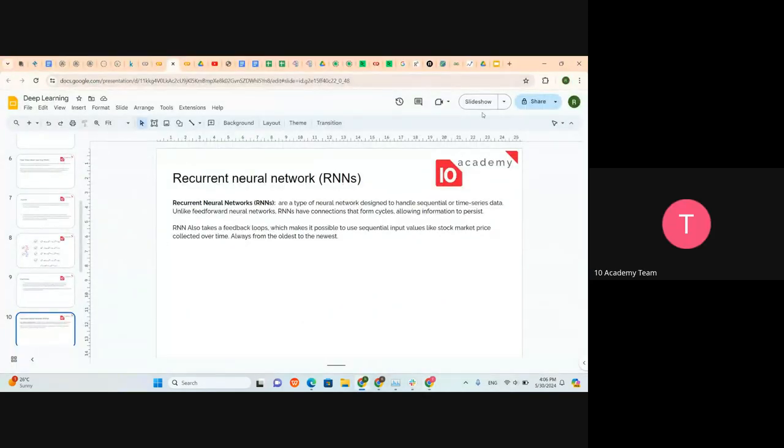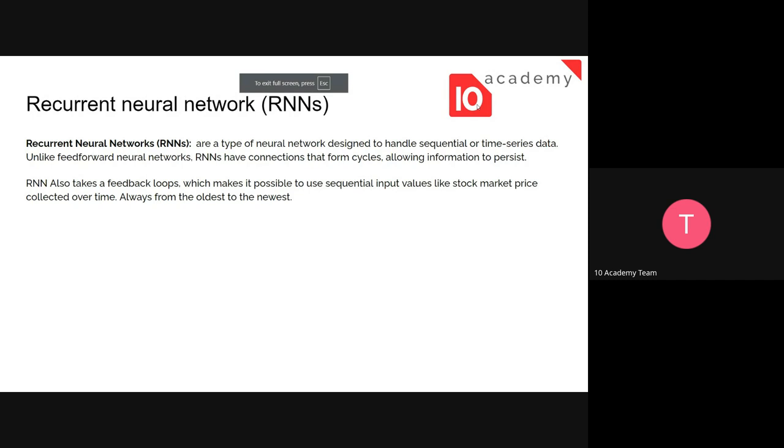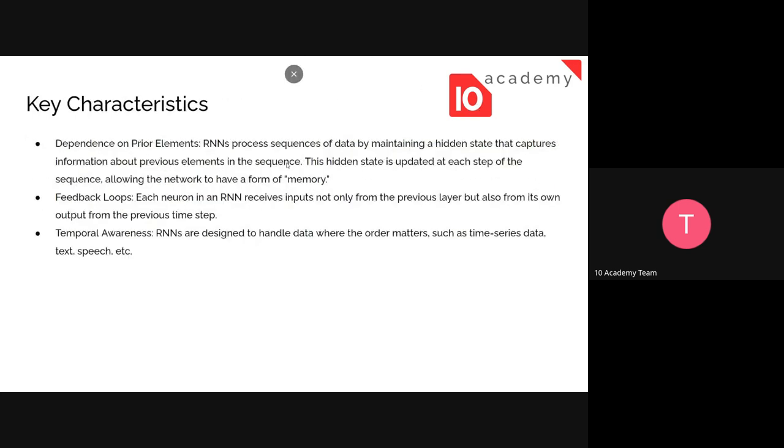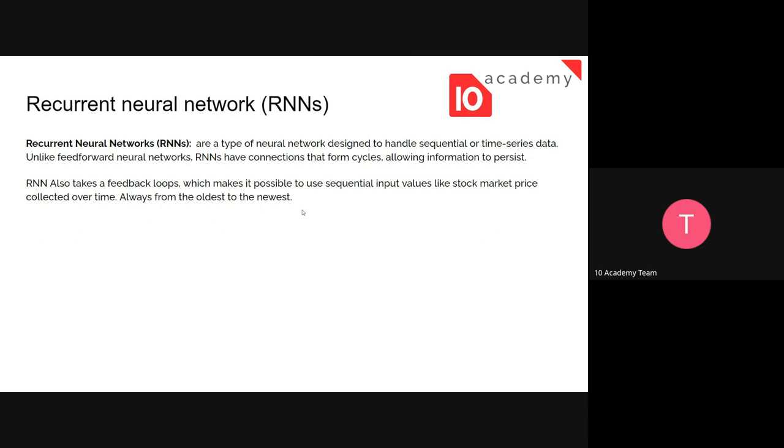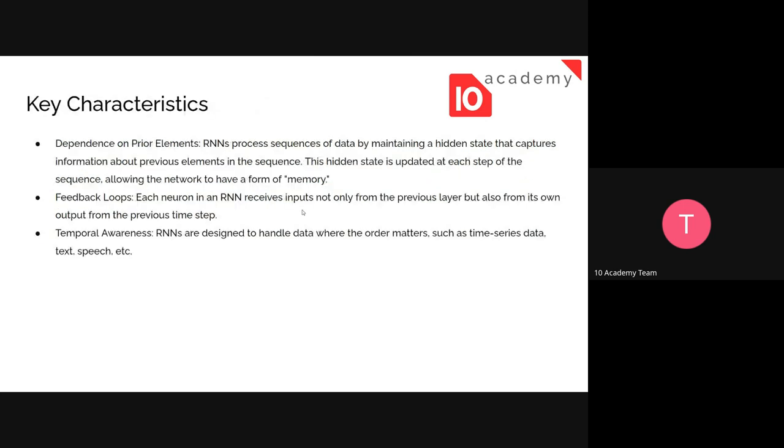So what is different from the neural network is that the output, or the first prediction, is going to have an effect on the next prediction, okay? So let's see the characteristics of RNN that differ from the normal neural networks or other neural networks. The first one is, as we've mentioned, dependencies on prior elements. RNNs process sequences of data by maintaining a hidden state that captures information about previous elements in the sequence. This hidden state keeps updating itself at each step of the sequence. So it's like giving the network a form of memory, okay?